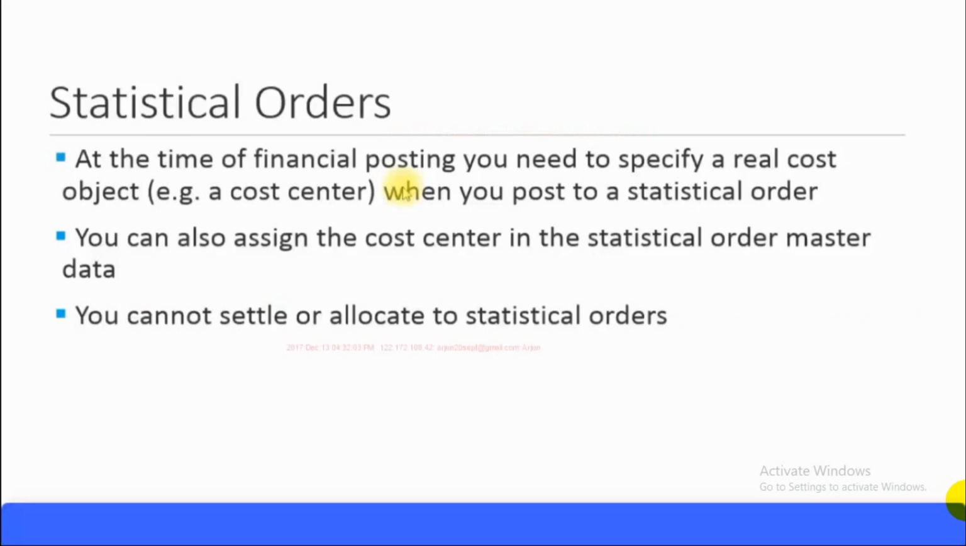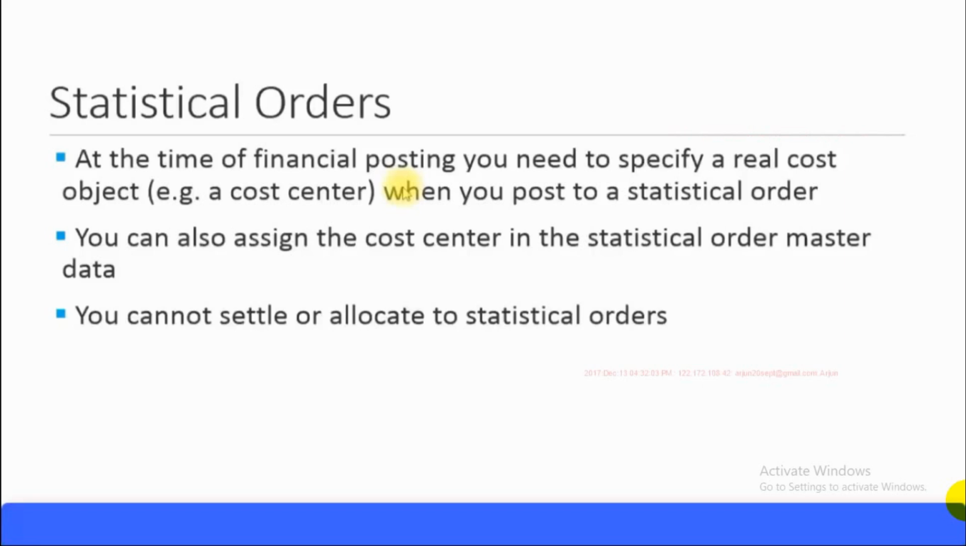Now this is different from settling to a cost center like a real internal order, where at the end of the month you actually go and settle to this particular cost center. Whereas in a statistical internal order, you just say link it with this cost center. So as soon as the user enters the statistical internal order, the cost center field automatically gets filled up. It takes it from the statistical order master data.